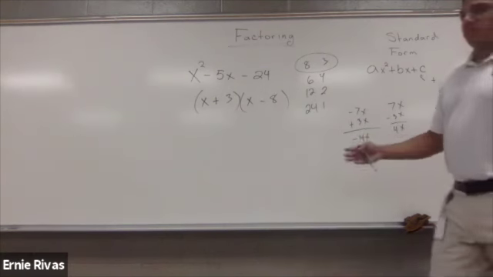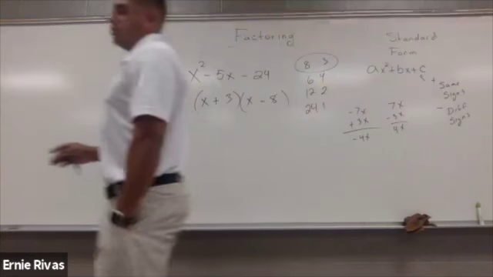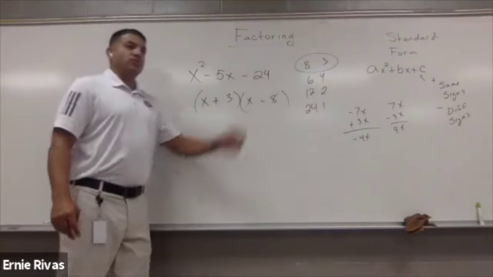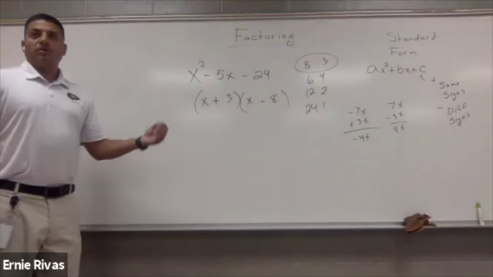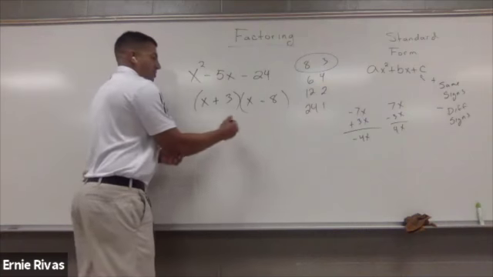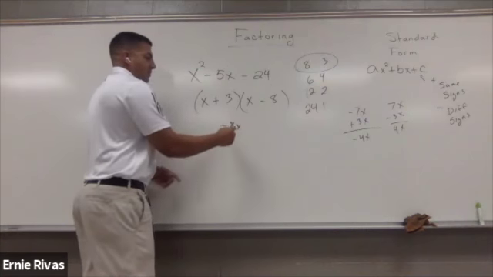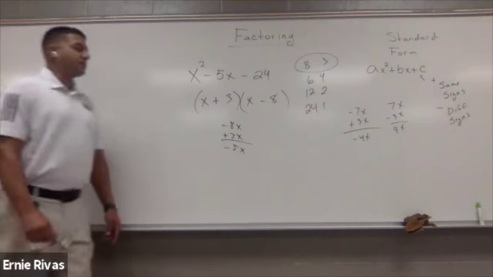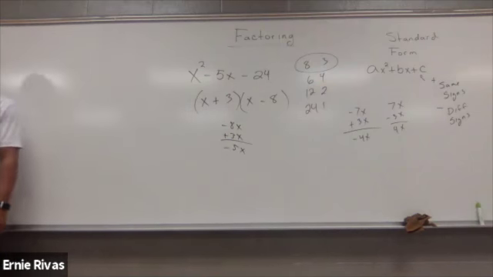So now this one for sure is one that we would want to check. I know my x squared is going to work. I know my negative 24 is going to work. But I want to make sure that my outer and inner are going to give us negative 5. So outer, negative 8x, inner, plus 3x, and that gives me negative 5x, and that's exactly what we wanted, right?